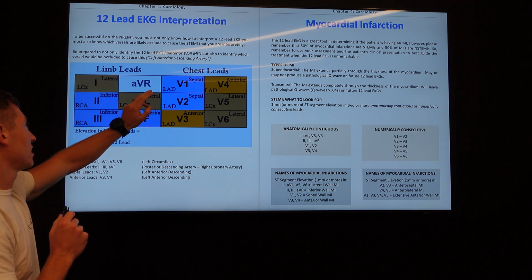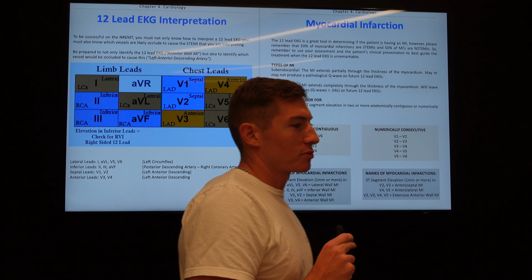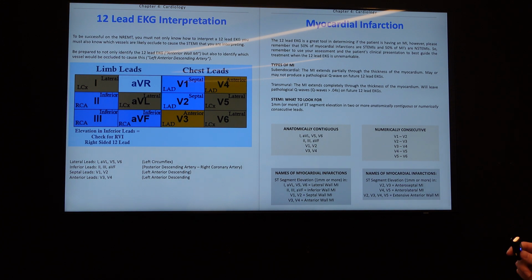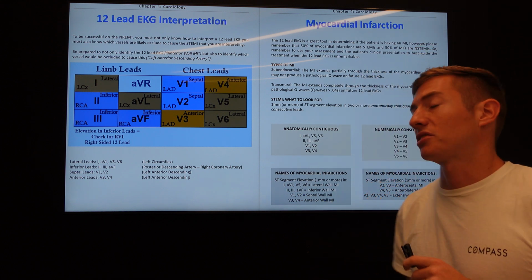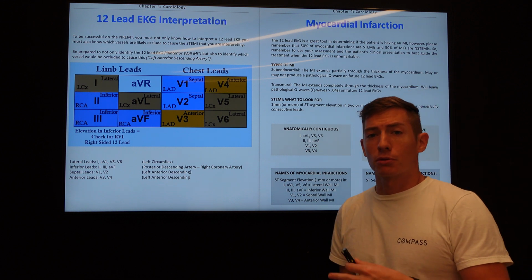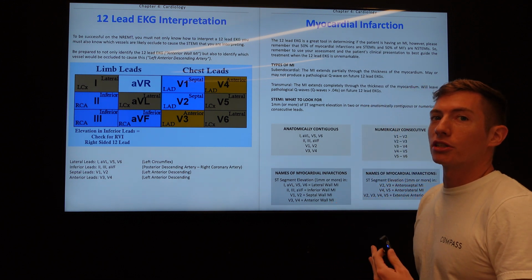Left anterior descending, yeah. As far as myocardial infarctions go, the 12 lead EKG is a great tool for determining STEMIs, but remember, 50% of myocardial infarctions are STEMIs and 50% are non-STEMIs, so you're not necessarily going to see it on there, which is why we treat everyone with chest pain or pressure as if they're having a STEMI. It's always urgent, just in case.